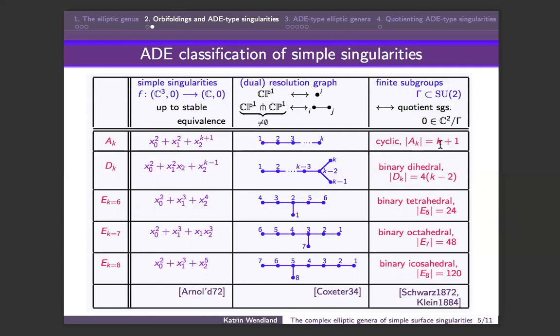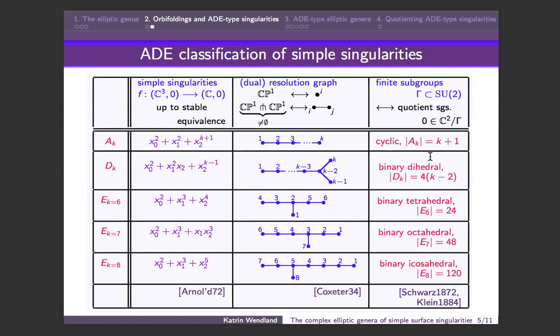classified. There are 2 infinite series and 3 exceptional cases, and it's not so difficult to picture these groups explicitly if instead of working in SU2, you work in SO3. So describing the groups in terms of subgroups of SO3, and then you still need to lift them to subgroups of SU2, and that's what this word binary actually signifies. But the finite subgroups of SO3 are known.